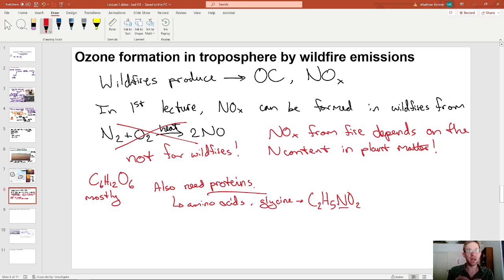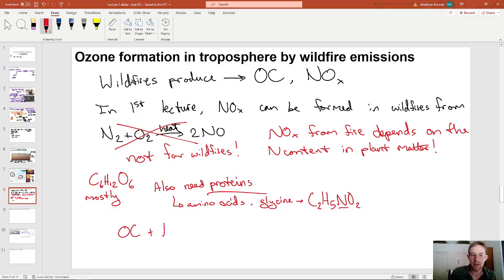We can just focus on regions and geography, and how the relative geography will dictate nitrogen content in the plants. So this is really the main distinction between ozone formation from wildfire emissions versus ozone formation from automobile emissions: the emissions of NOx from wildfires depend on the fuel, whereas emissions of NOx in automobiles is simply because there's nitrogen and oxygen in the air at all times. But other than this, the process is exactly the same.